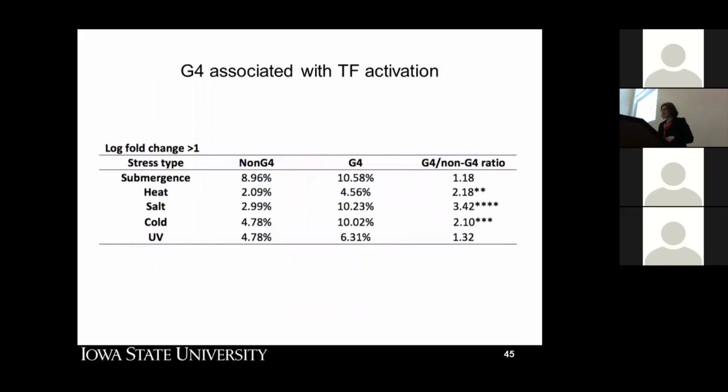So if we looked at just G4-associated transcription factor activation, it turned out that across these different stress types, with non-G4 and G4 genes responding to that stress, it is a higher ratio for G4 over non-G4, telling us that these G4 genes are in fact doing something different. And this is specifically the subset that is transcription factors that have G4s on the template strand.